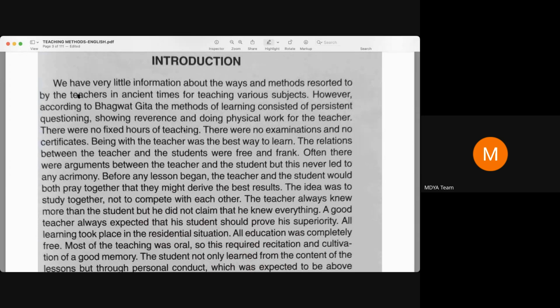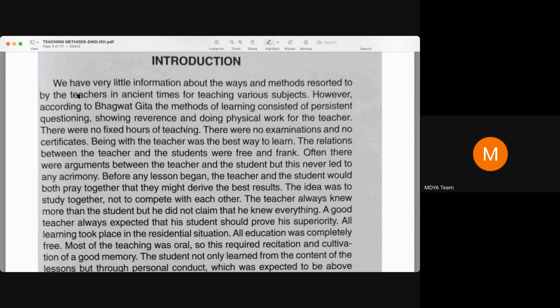Before any lesson began, the teacher and student would both pray together. You must be praying nowadays also. What was that prayer? Anybody knows? Sahana Bhavatu. Yes, Sahana Bhavatu. It is from a Veda, and that way they both learn from each other and progress together, so that they might derive the best results. The idea was to study together, not to compete with each other.